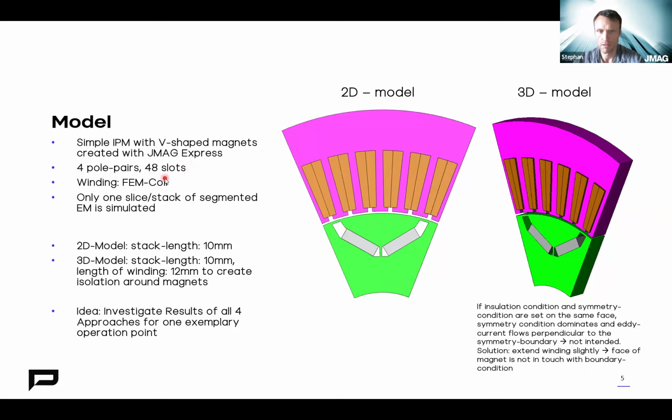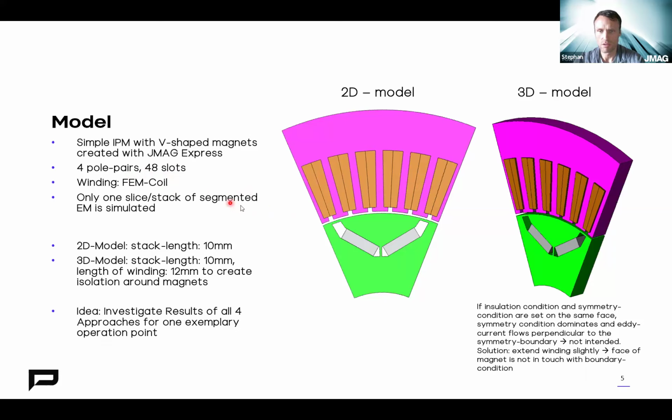The winding is made of an FEM coil. So this is a specific term used inside JMAC. So this means inside the winding, we cannot represent any eddy currents or AC loss. So in the winding itself, there's only the DC component existing.